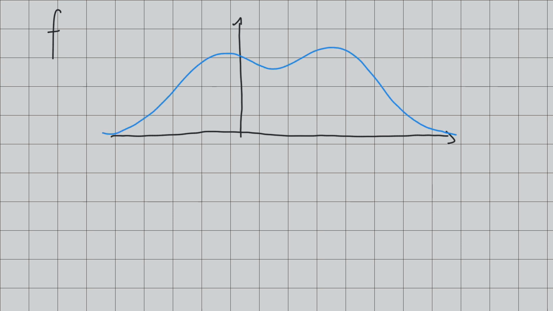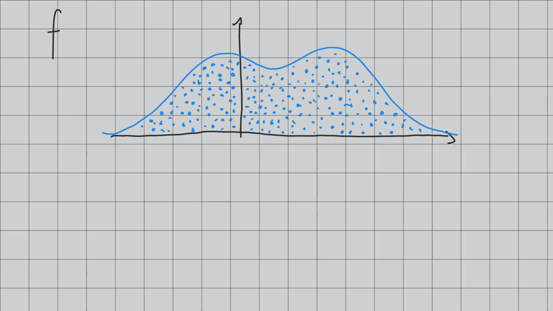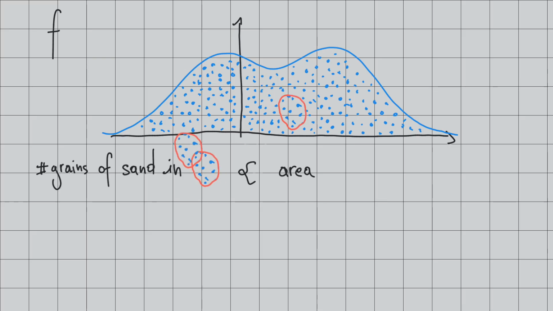Now, let us consider some arbitrary PDF and call this function f. As we represent the graph of f, imagine that the region under the curve is made of billions and billions of microscopically small grains of sand. These grains of sand would be evenly spread out under the curve so that the number of grains of sand inside any portion of that region is proportional to its area.